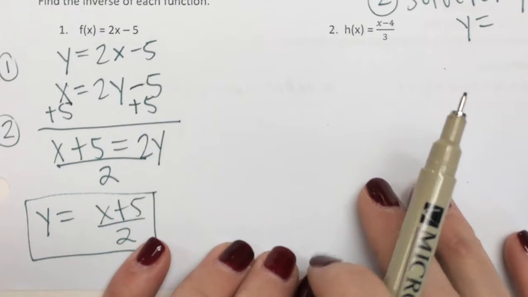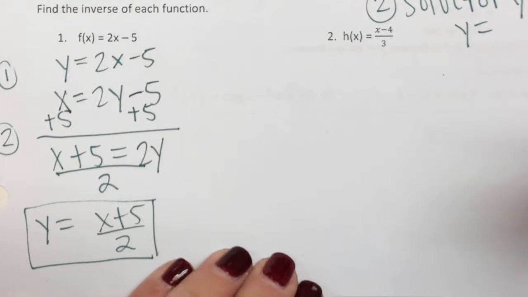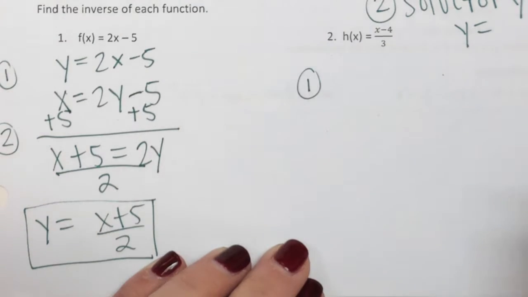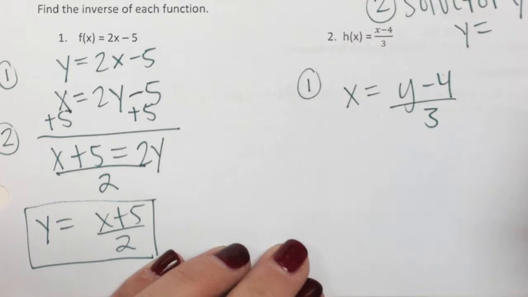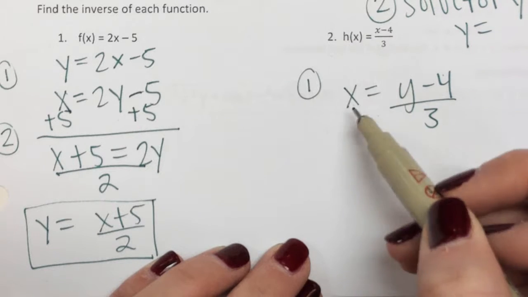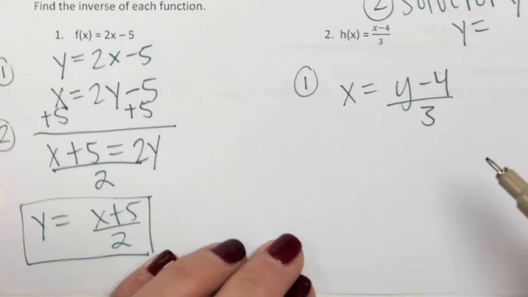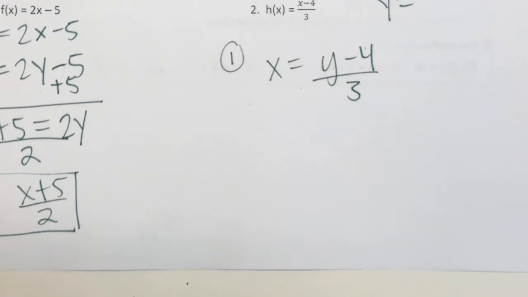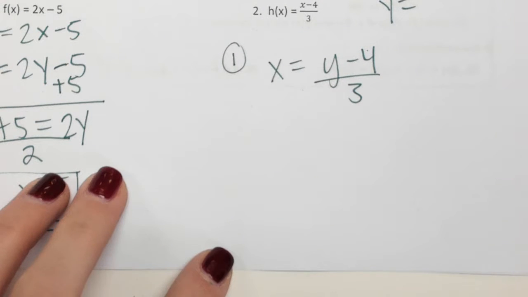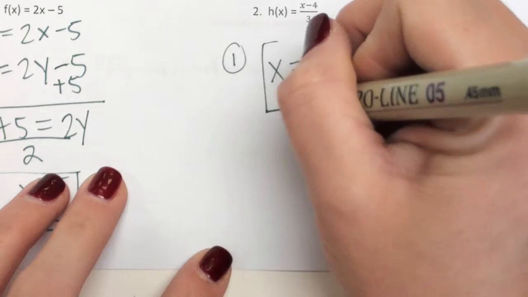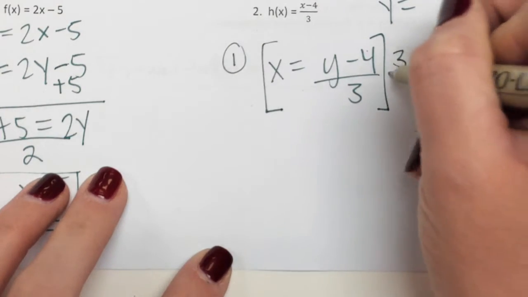Alright, somebody tell me how to rewrite this one swapping x and y. Very good. You just replace h of x with x, replace x with y. Alright, I need to get y by itself. What should I get rid of first? The 3. Okay, how do I get rid of it? Yes, multiply the 3 by what? Just x? Yes, by both sides.